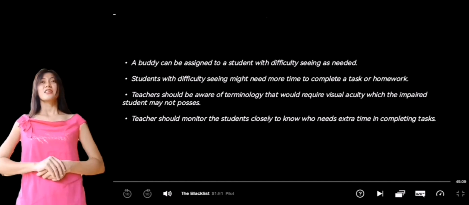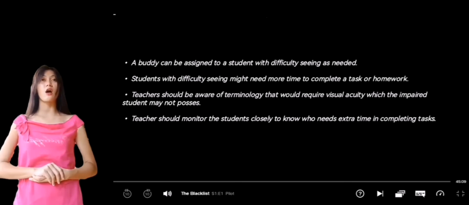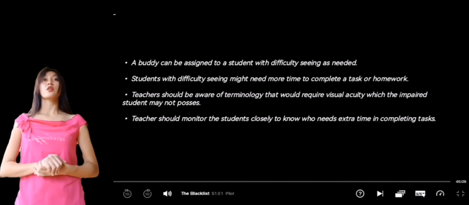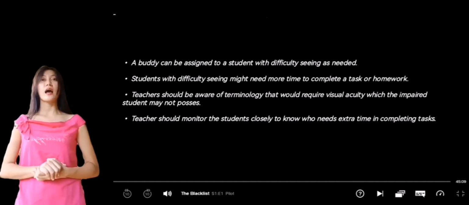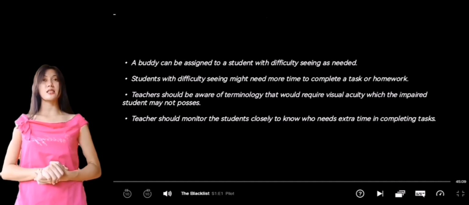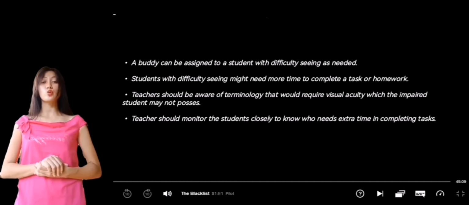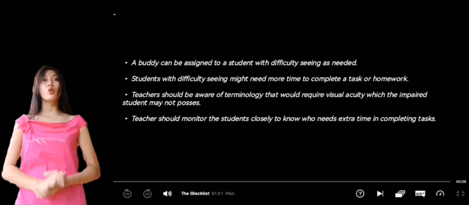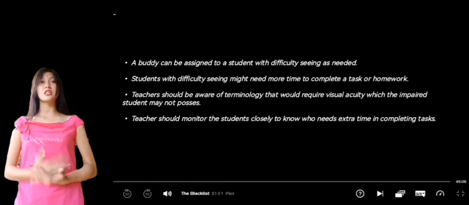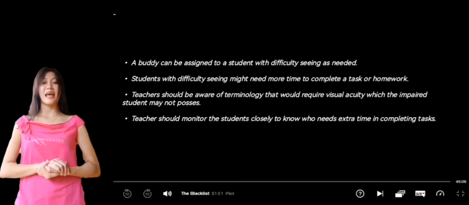And the sixth, students with difficulty seeing might need more time to complete a task or homework. Seventh, teachers should be aware of terminology that would require visual acuity which the impaired student may not possess. And lastly, teachers should monitor the students closely to know who needs extra time in completing the tasks.